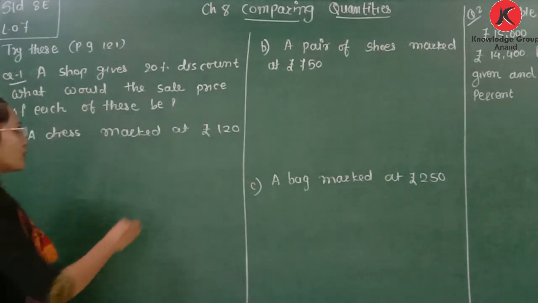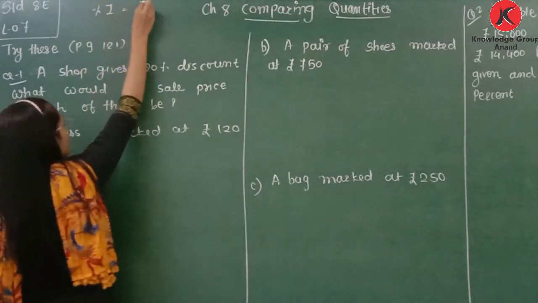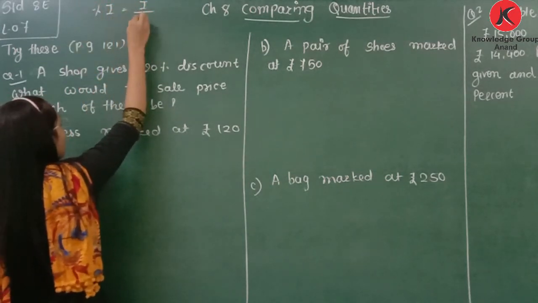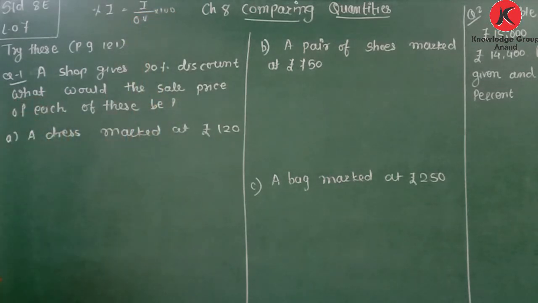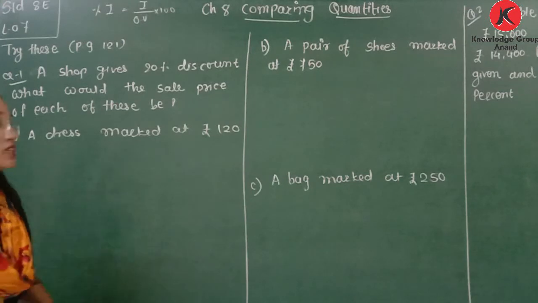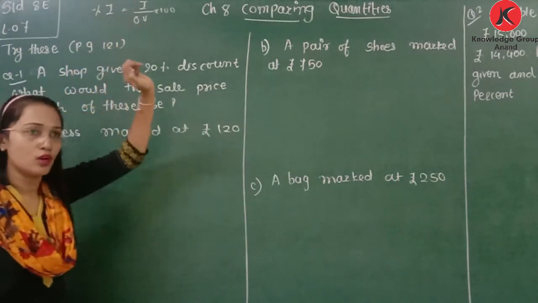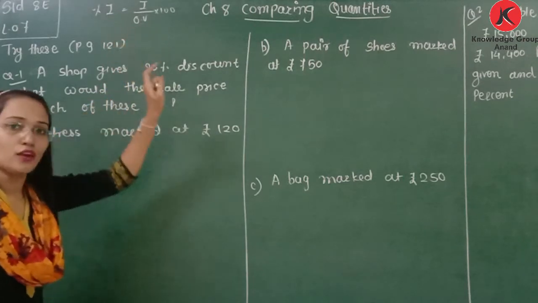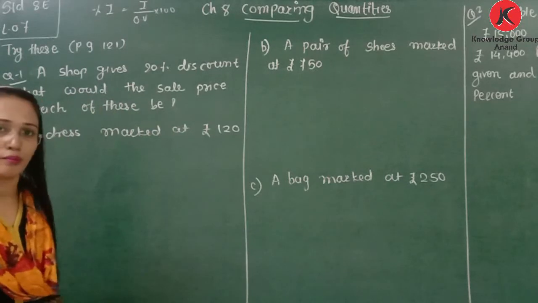That is percentage increase, that is increase in the rupees divided by original value multiplied by 100. And same for decrease also, percentage decrease is equal to decrease divided by original value multiplied by 100. Original value means the value before increase or decrease. So these two equations you need to remember.